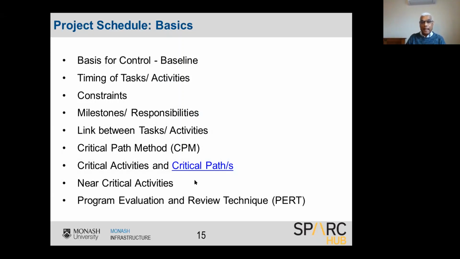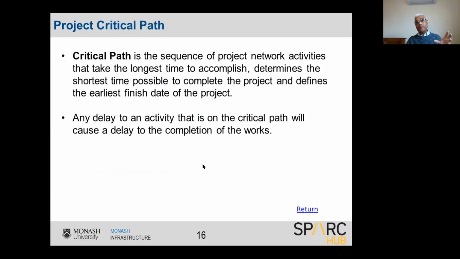In that case, the critical path is defined as the sequence of project network activities that take the longest time to accomplish. That means the longest path, the sequence of activities that determines the shortest possible time to complete. You will not be able to finish before that because that path is still going on, whereas at the site you may have finished the work and be sitting there while the columns are delivered to the site. So that's what the critical path method is.